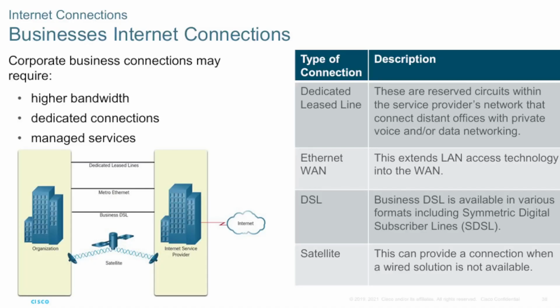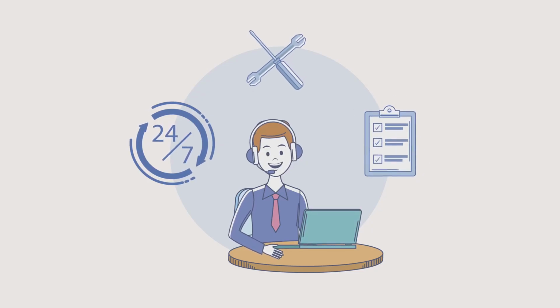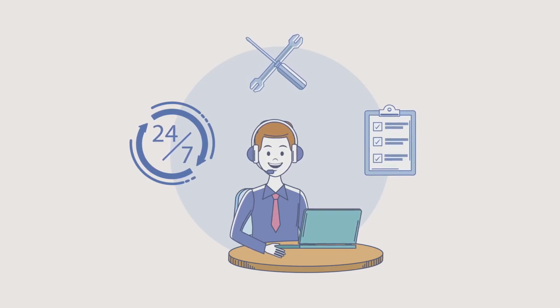Businesses need more from their internet: higher speeds, better reliability, and technical support. While technologies like DSL and cable are still used, providers often offer enhanced business-class versions with better upload speeds, static IP addresses, and enhanced service-level agreements.